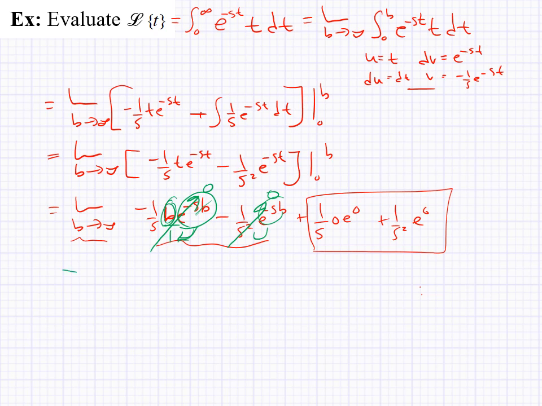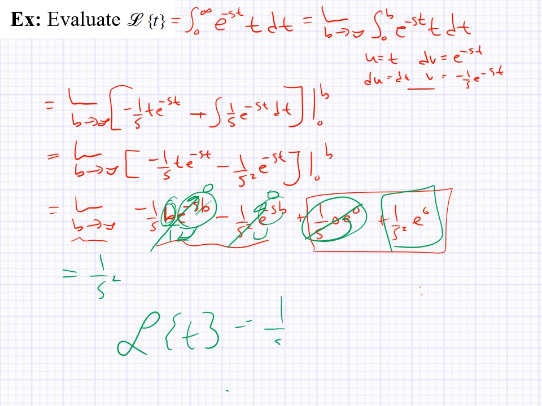So ultimately the answer is just what we have here, but this is 0, so that's gone. So what do we get? 1 over s squared. So the Laplace transform of t is 1 over s squared.